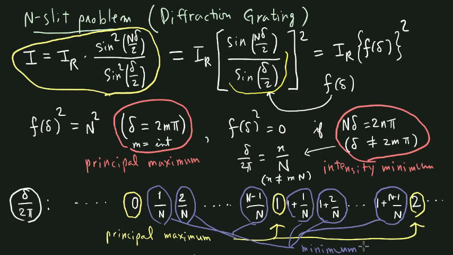An absolute minimum, intensity 0 there. And then in the principal maximum case, what is the intensity here? Let's look at the intensity. I equals I_R, and then F delta squared is n squared, so that means I equals I_R times n squared. So you can see that the intensity will be huge if you have a lot of slits, because it goes like n squared.